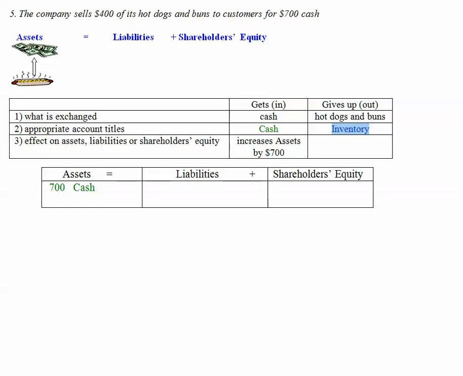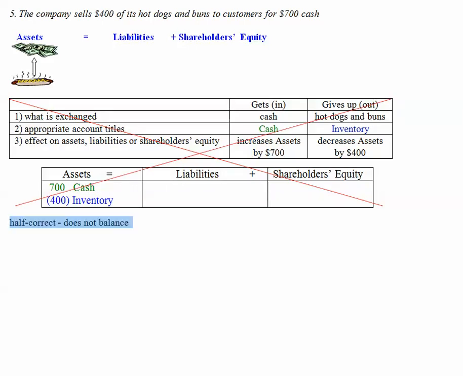When we bought those hot dogs and buns, we increased inventory. So now we're going to give up that inventory. So that's going to decrease our assets, but only by $400. Your inventory can't be decreased by more than what you put in that account in the first place. So we can only reduce it by 400. So by doing that, hopefully you can see that this isn't correct because it doesn't balance. What we have here is a half correct answer.